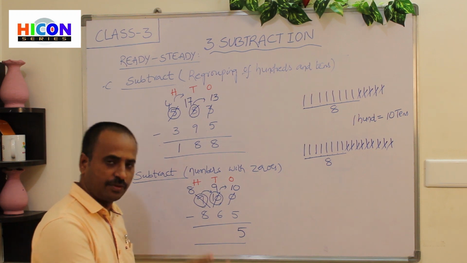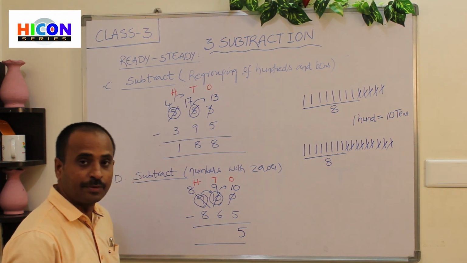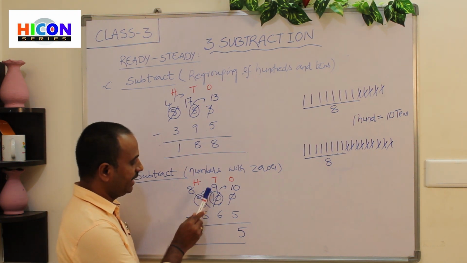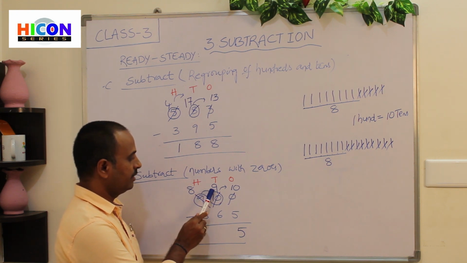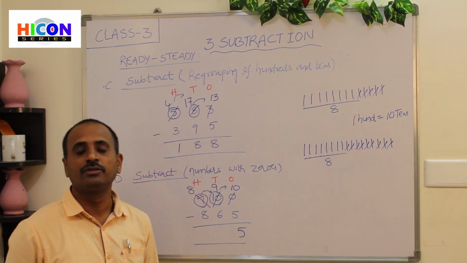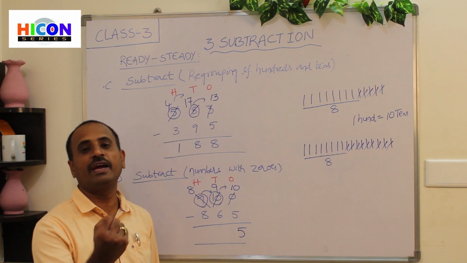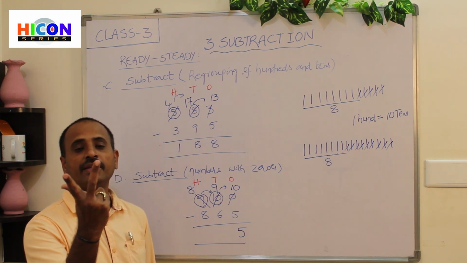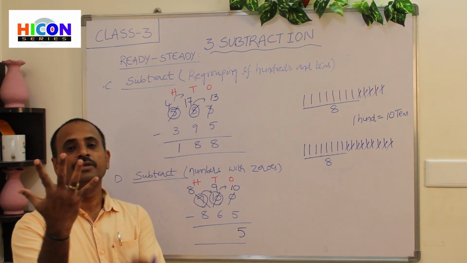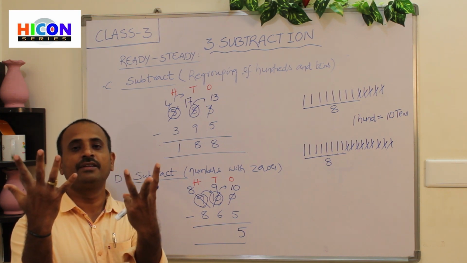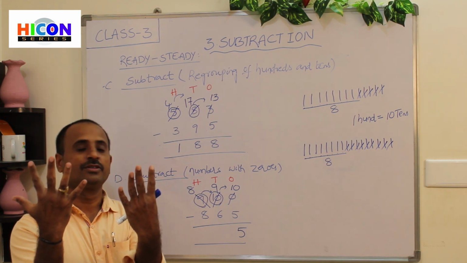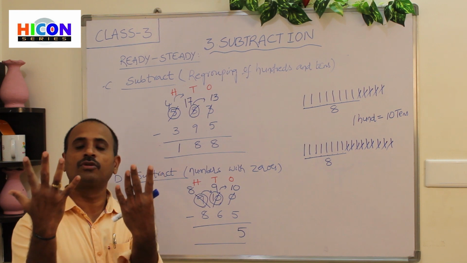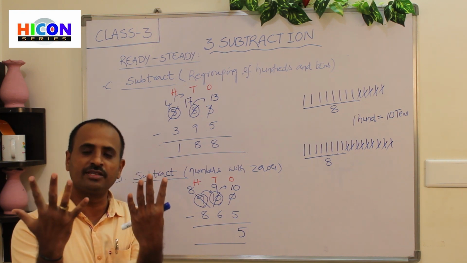So next go to tens place. What are the digits present under tens place? 9 and 6. So open 9 fingers of your hand. 1, 2, 3, 4, 5, 6, 7, 8, 9. These are the 9 fingers. So what is the second number? 6. So close 6 fingers among these 9 fingers.